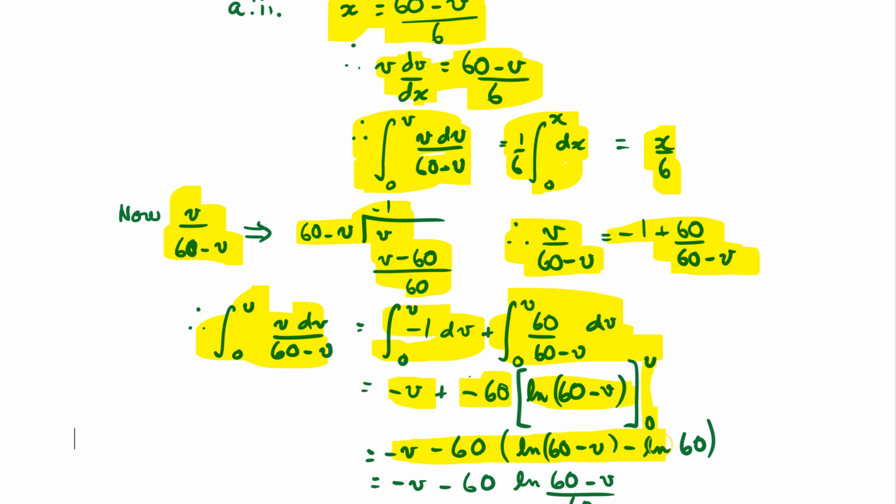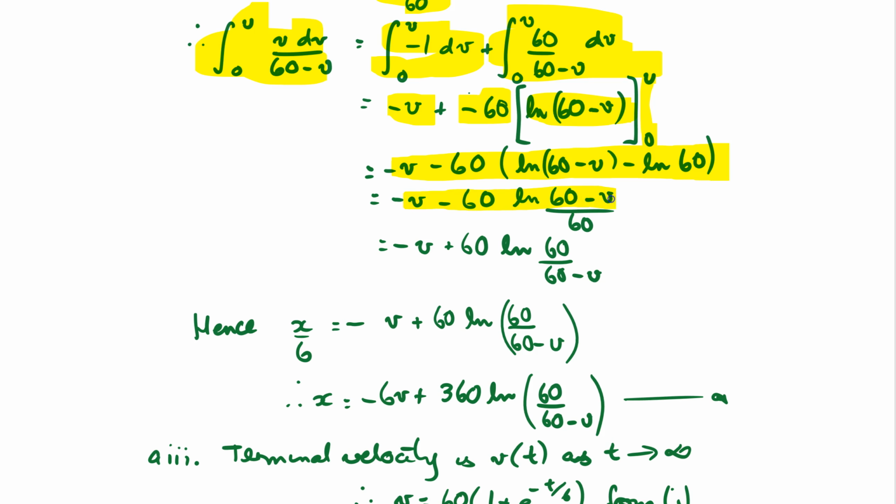So substituting in my limits, I get this, which using my log laws gives me this, and then using my power rule for the log laws gives me this. So going right back to our initial integral, that means that x on 6 equals this expression that I've just got. Multiply both sides by 6, and this becomes my expression for displacement as a function of velocity.